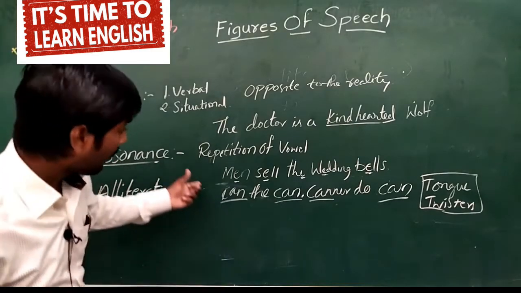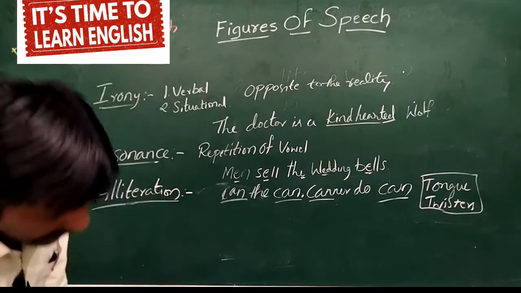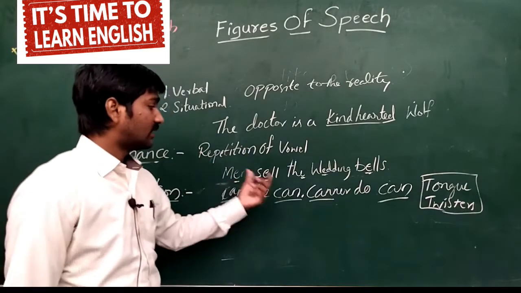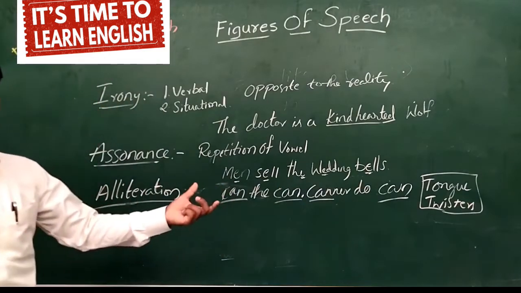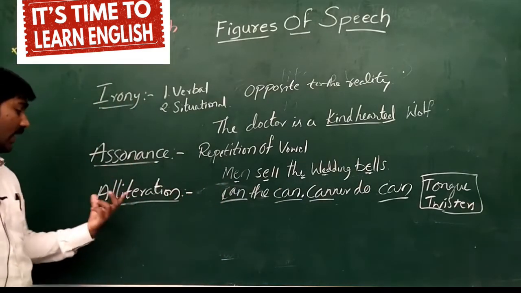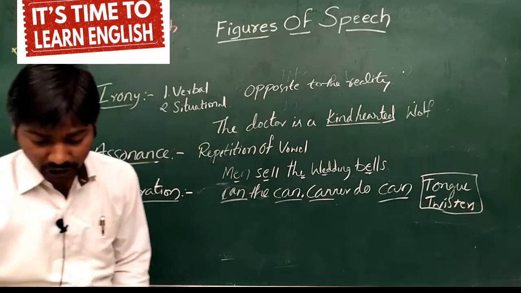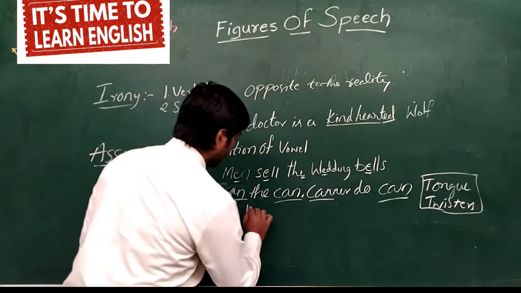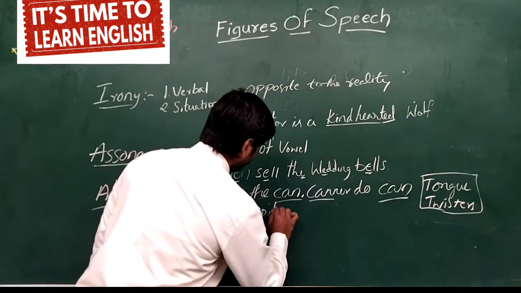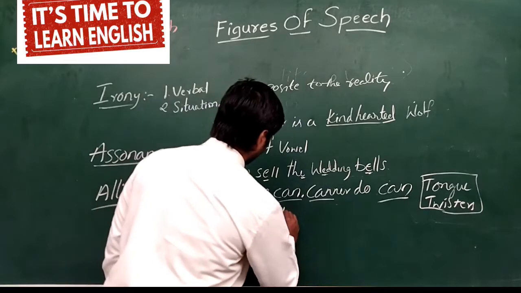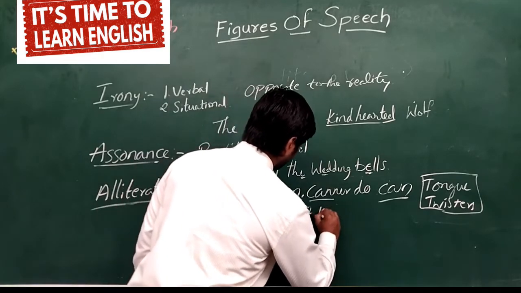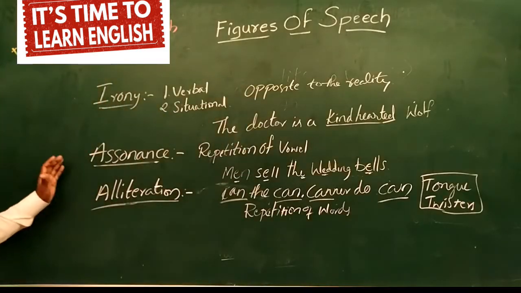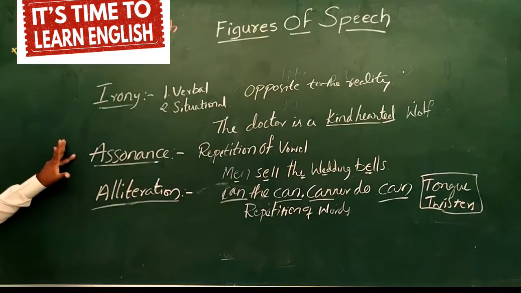Assonance is nothing but repetition of a vowel letter again and again in the sentence. So here, men sell the wedding bells. So E is repeated again and again. So this is called assonance. Alliteration means repetition of words. Here sentence, here letters, here words. So repetition of words. So that is irony, assonance, alliteration.